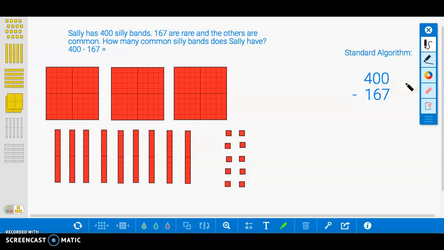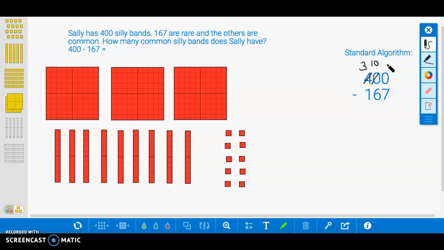When working with our standard algorithm, we usually start at the right. But as we've noticed from before, we have no ones or any tens. So we start at the 400 and start decomposing from there. So we'll take a 100 from the 400, leaving us with 3. Then that gives us 10 tens.